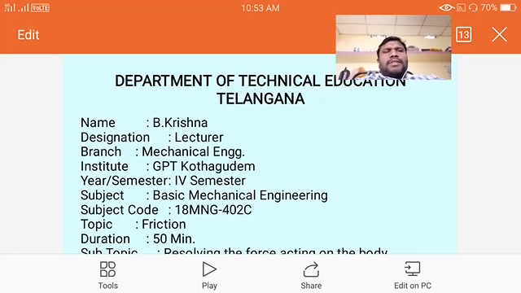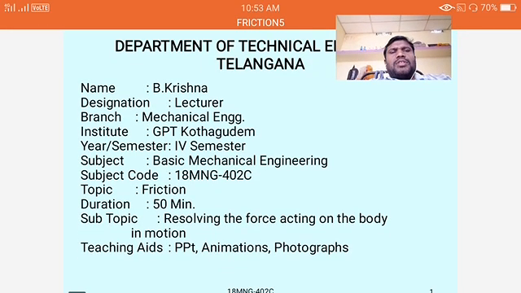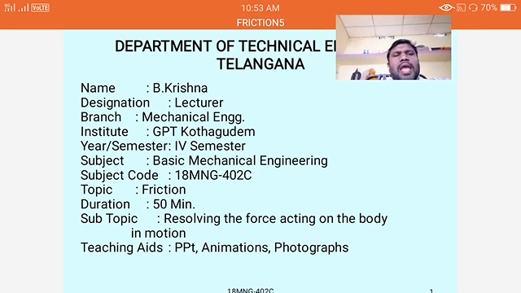Hi, good morning, friends. Today I will explain resolving the forces acting on a body in motion.